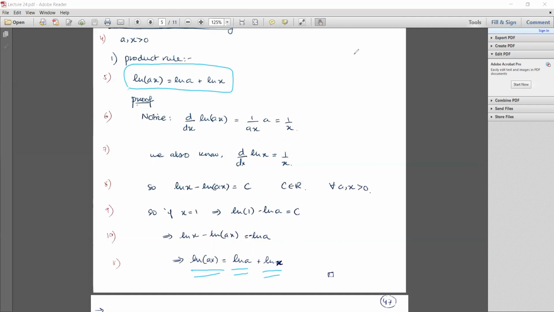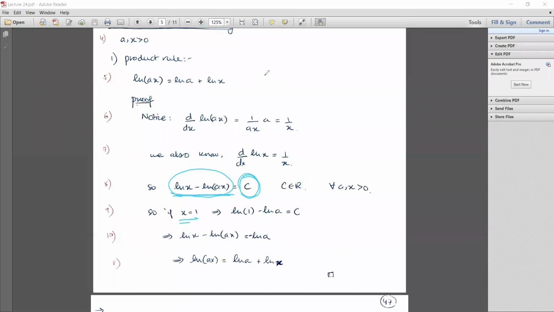Any questions? Ma'am, can you please repeat from step 9 again? Yeah, so I want to find the value of c, right? Since this is true for all x, just plug in any value of x for which you know this expression, and that will give you c.